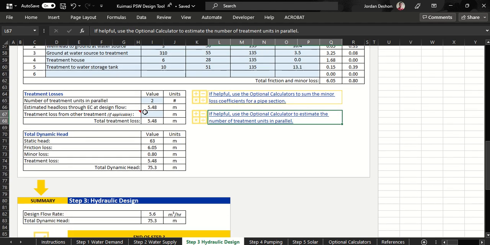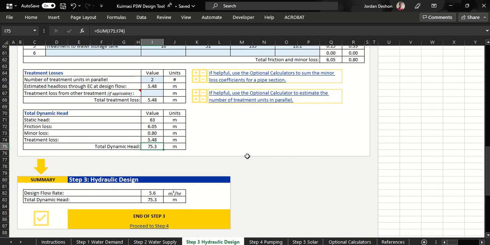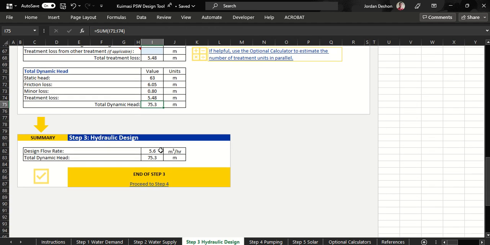Continuing on, this then gives us the total treatment loss, and all of that combines together. The static head, the friction loss, the minor loss, and the treatment loss sum up to give us a total of 75.3 meters of total dynamic head. And that takes us to the summary of step 3, where we get the 2 main outputs from this step, the design flow rate and total dynamic head. So that's the end of step 3.